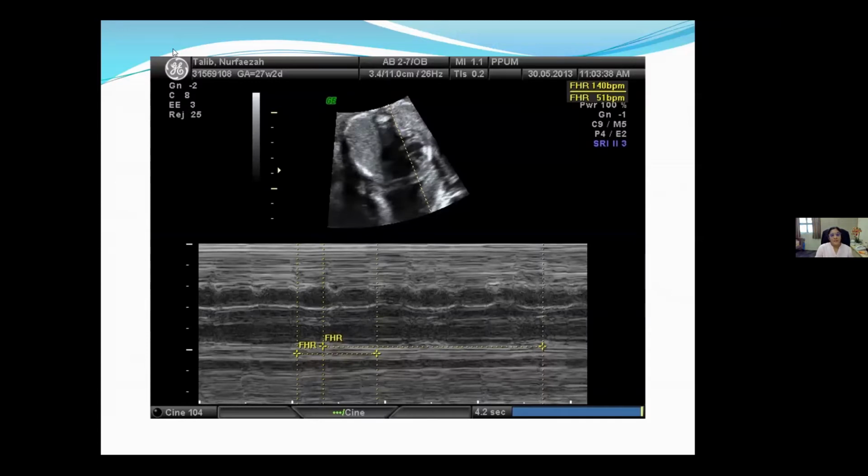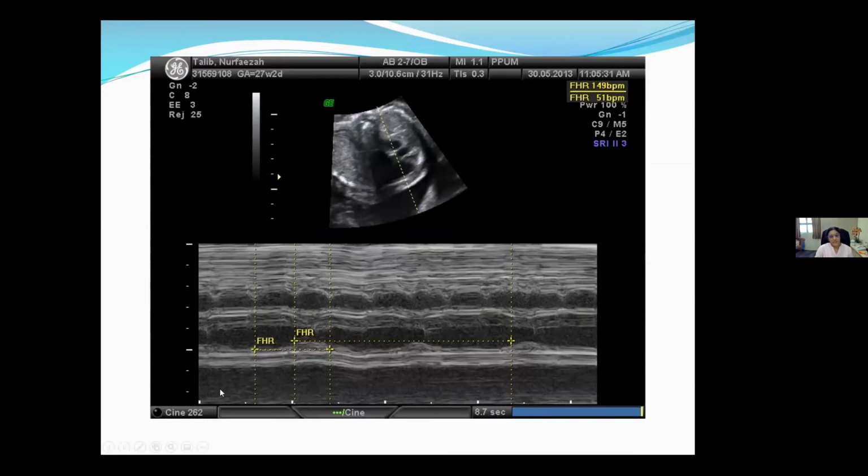So this is the ultrasound picture, wherein this is the atrial heart rate, and this is the ventricular heart rate. The ventricular heart rate is about 51 beats per minute, whereas the atrial rate is 140, which is normal. This is another picture wherein this is the ventricular heart rate, and this is the atrial heart rate.